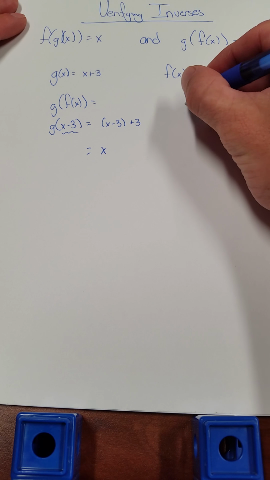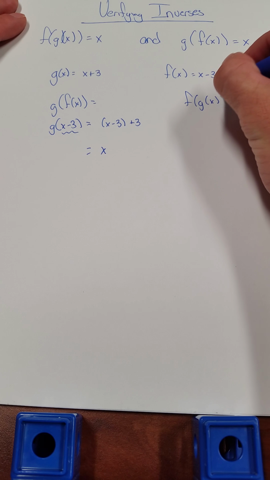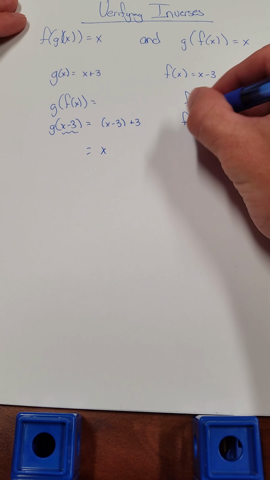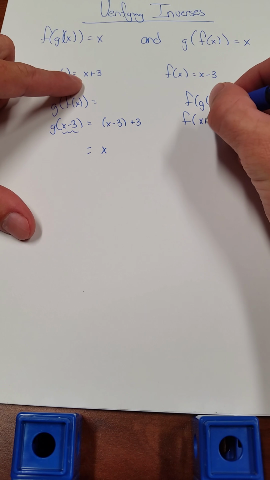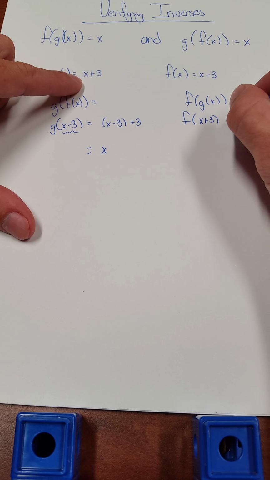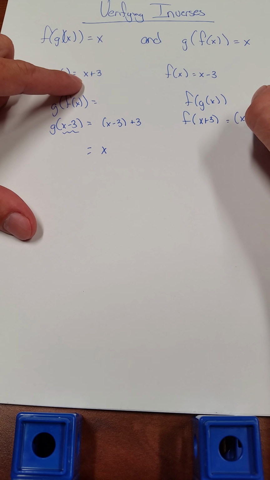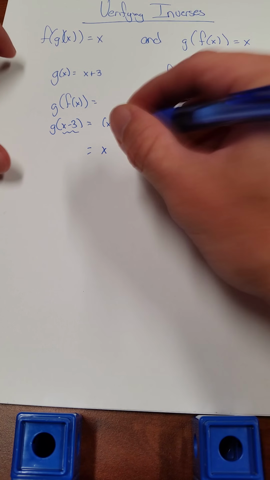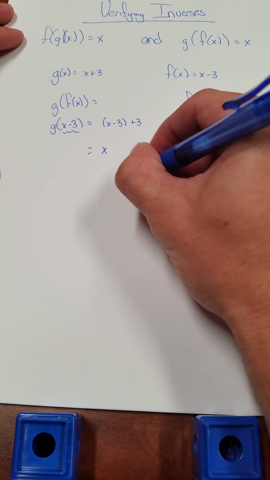So then we have to look at f of g of x. It means put g of x into the f function. So this is f of x plus 3. And that is x plus 3 and then minus 3. 3 minus 3 is 0. Both of them equal x, so they are inverses.